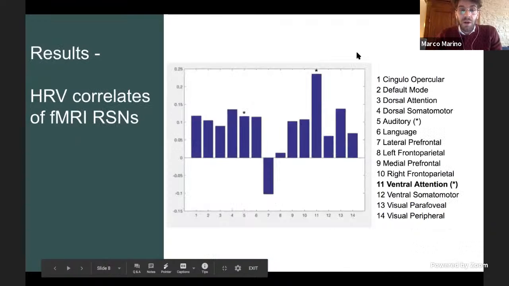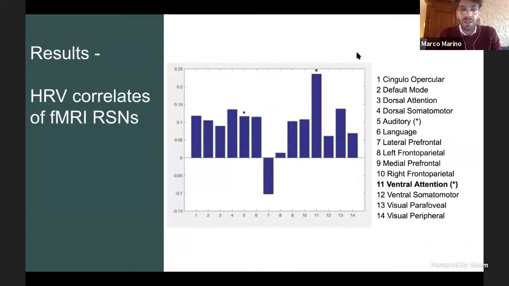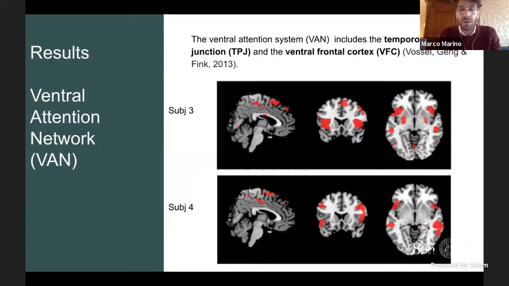So at this point, we got some correlation for our 10 participants. Here we can see each bar represents the average of each network. We got two significant networks, but we mainly focused on this one, which also showed a nice correlation, almost higher than 0.2. It corresponds to the ventral attention network, which includes the temporoparietal junction and the ventral frontal cortex. And here you can see the map extracted for two representative individuals.